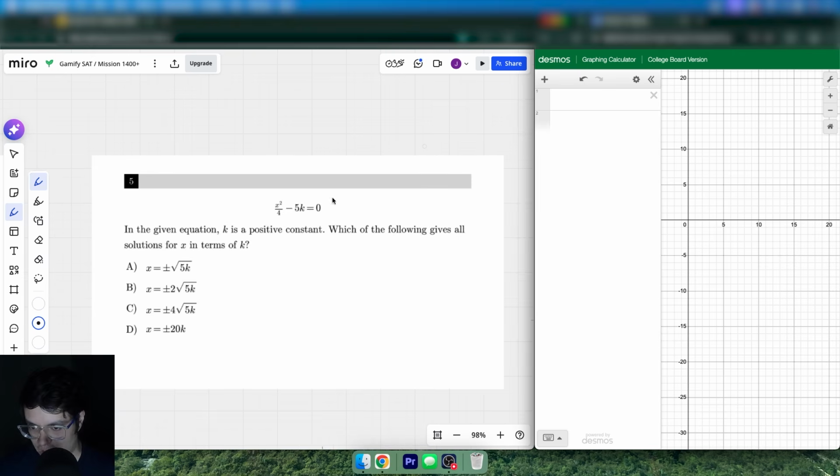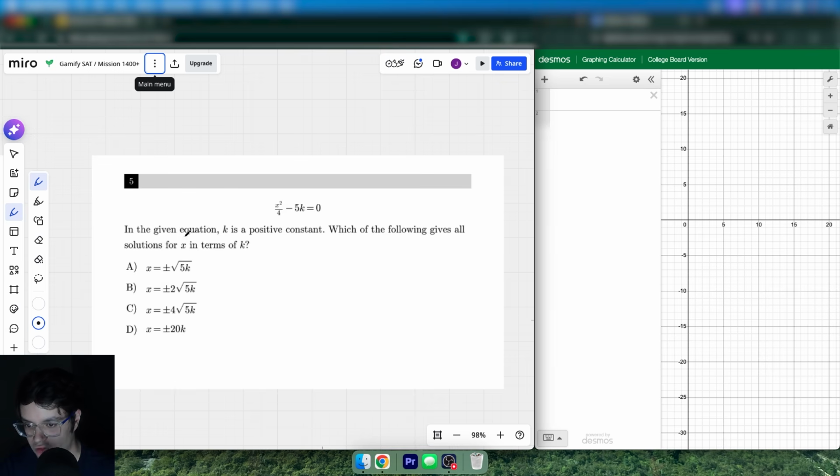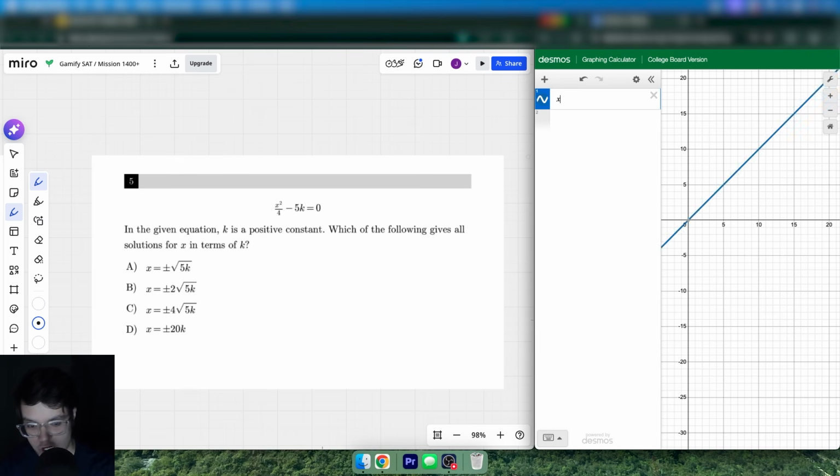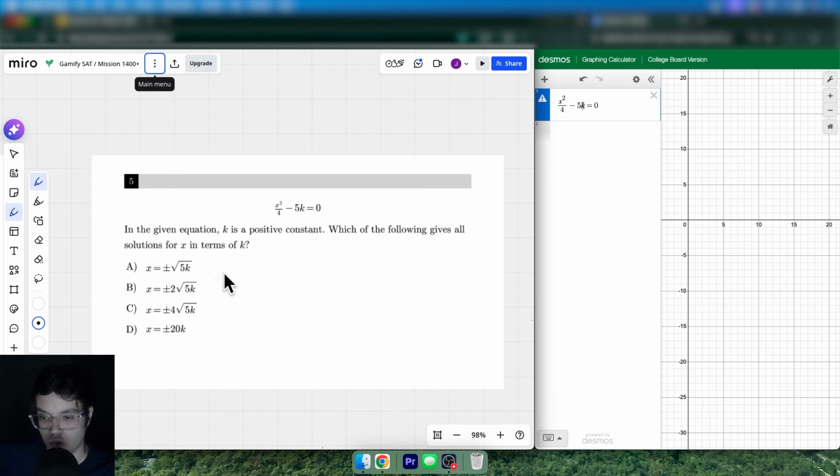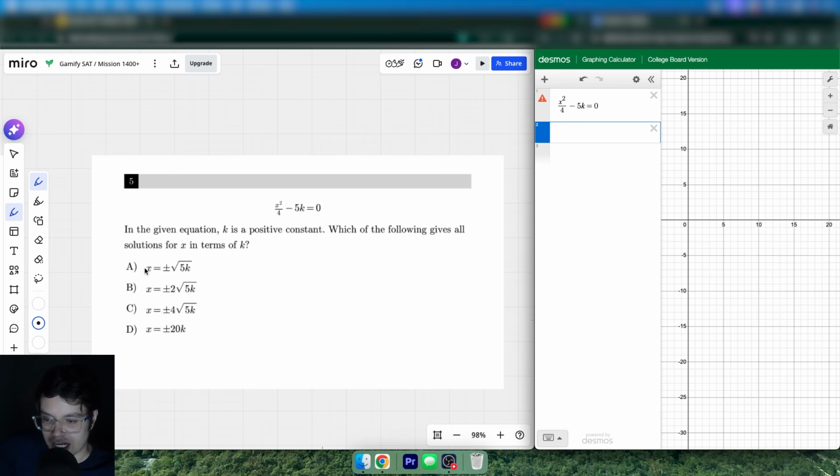Let's bring in some more factors here. So this says here in the given equation, k is a positive constant, which gives all solutions for x in terms of k. So again, I would start here by writing out this equation, x squared divided by 4 minus 5k is equal to 0. But we'll notice here we have k. That is a constant because that's not x or y. So that is equal to literally just one value, and we're trying to see what x would have to equal in terms of that. So you may be kind of confused what we're doing here.